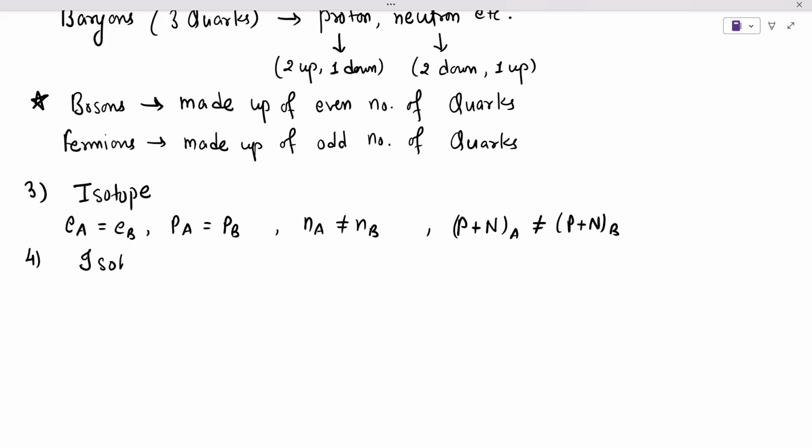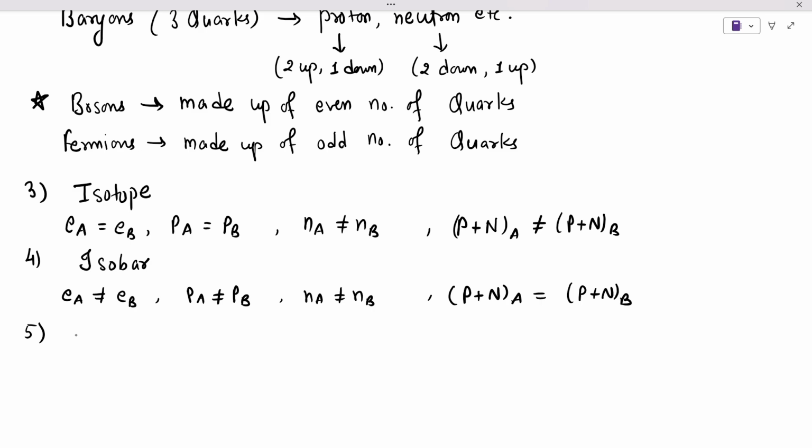Similarly, isobars. Isobars have different numbers of electrons and protons. Neutrons are also not the same in both, but the mass number, proton plus neutron, is the same for both A and B.